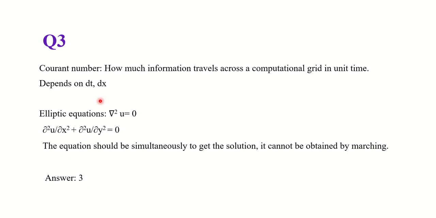So what is Quran number? Quran number tells how much information travels across a computational grid in unit time. It depends on dt and dx. So consider a system where we have a rod where the temperature at one end of the rod is very high and the temperature at the other end is nominal, room temperature. So the temperature would be decreasing from the one end to the other.